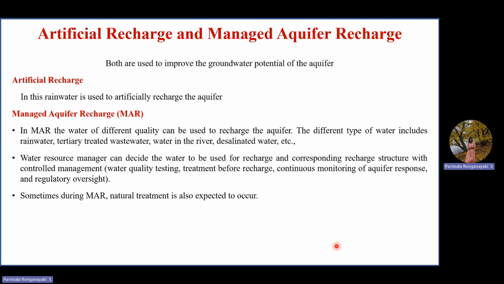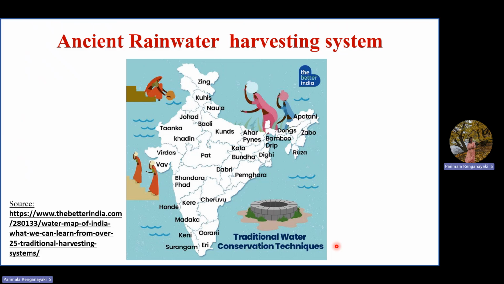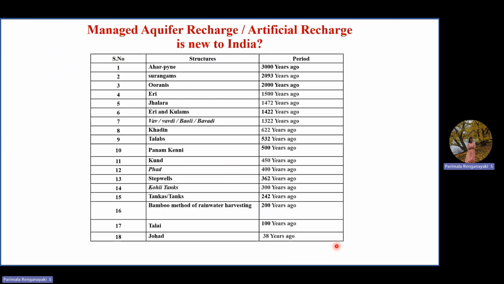Is it not happening in India so far? Because I consider India as one example, so I'm just giving it. When we see in India, there were traditional techniques which were used from north to south: Zing, Naula, Boyali, Pat, Dabri, Urani, Eri. There are many ancient rainwater harvesting systems. But these systems, slowly due to development and urbanization, actually failed.